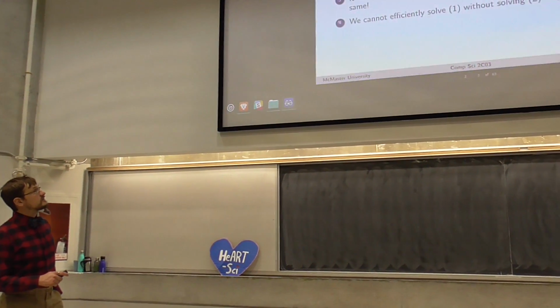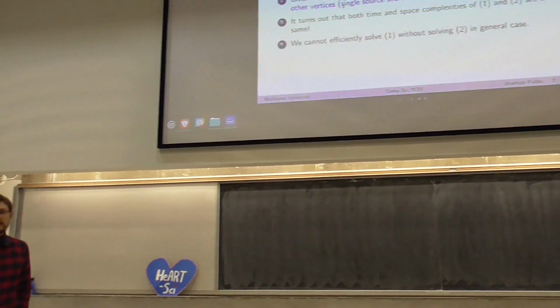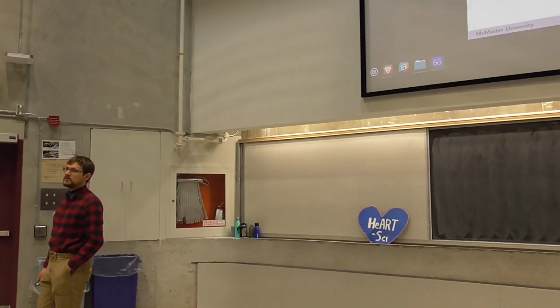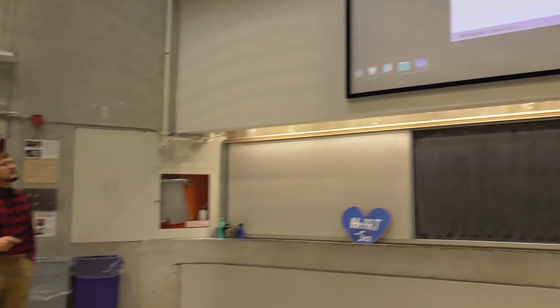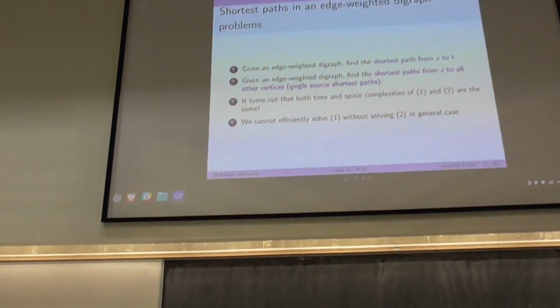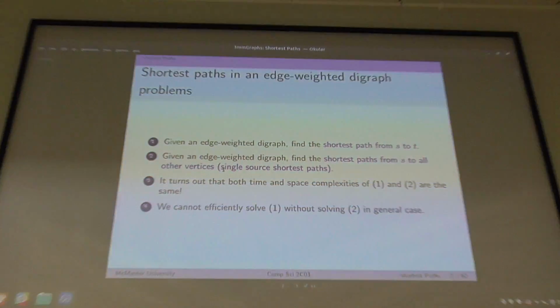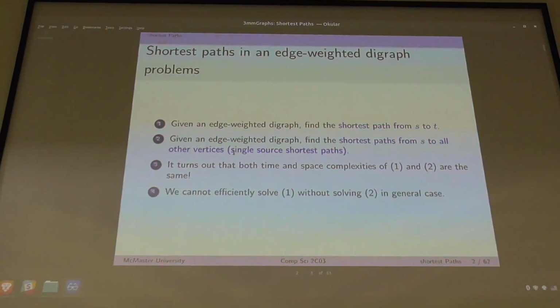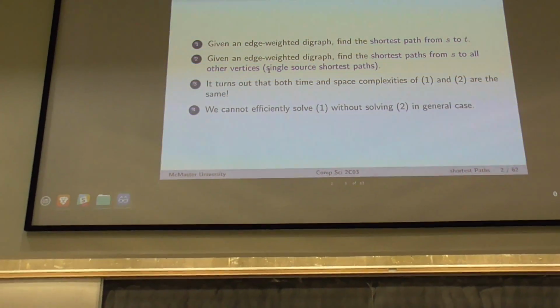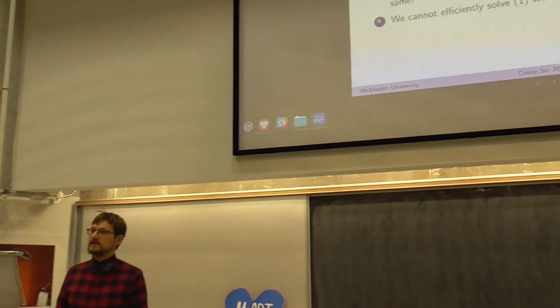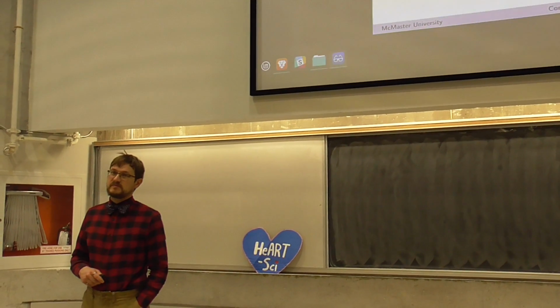It turns out that the time and space complexity for solving the general shortest path problem is the same as solving it for one vertex. Anybody have any idea why that might be the case? That we need to solve the general case in order to find the specific case of the shortest path to one node in the graph.